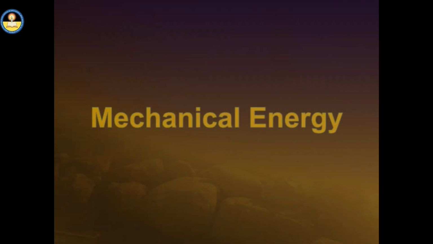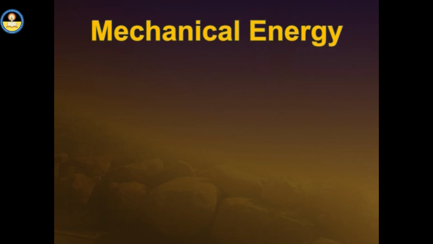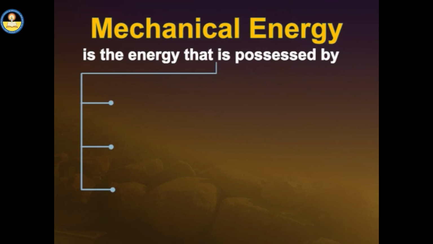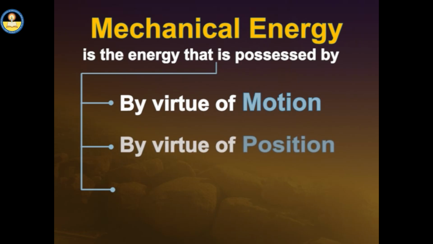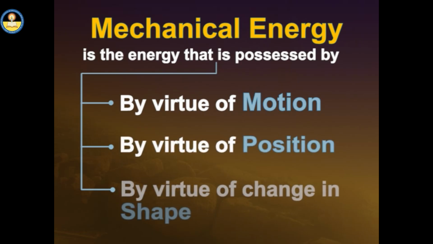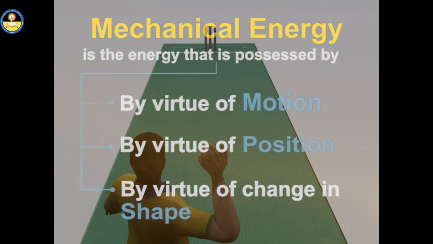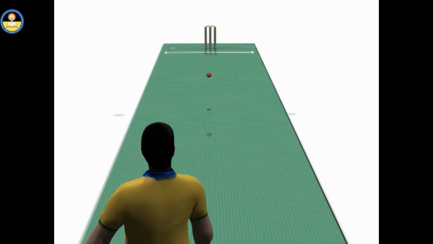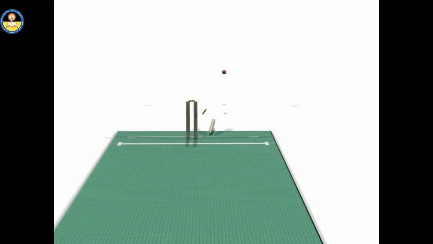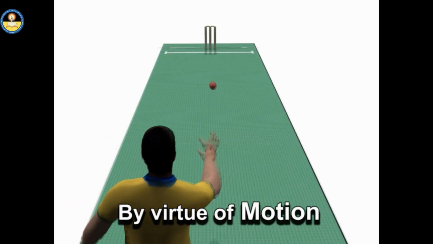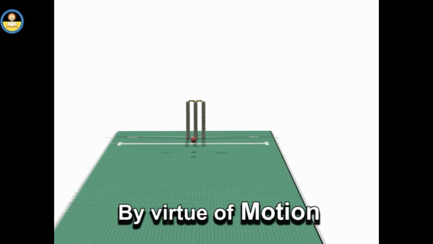In general, mechanical energy is the energy that is possessed by an object due to its motion, or due to its position, or due to its shape. For example, when a fast-moving ball hits a stationary wicket, the stumps are thrown away. Here, the stumps get the energy by virtue of the motion of the ball.